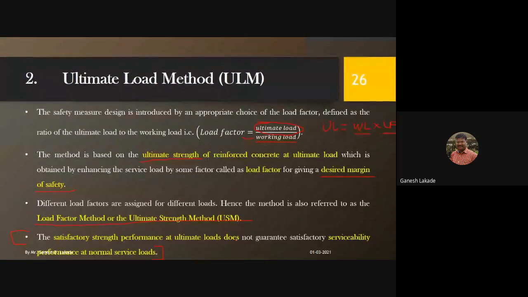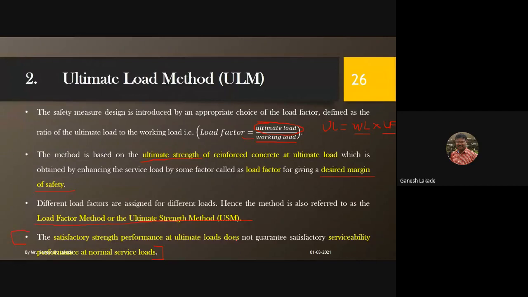Okay, I will give you just one example of this: the quality of material. The satisfactory strength performance and strength of material depend upon the quality of the material that you are going to use. You are considering that whatever material you have used in the structure has some quality, but again we have to perform some checks regarding that quality.